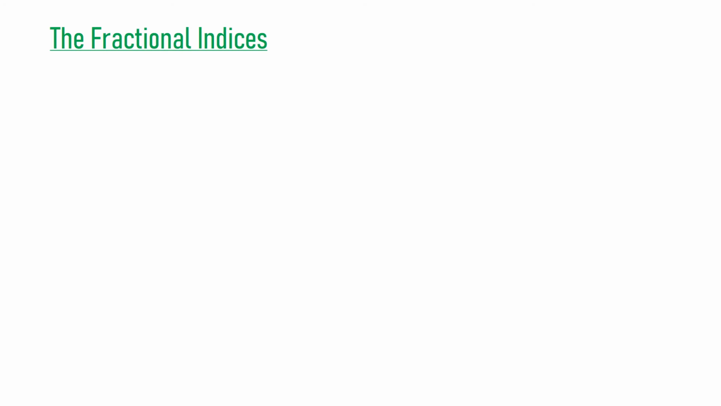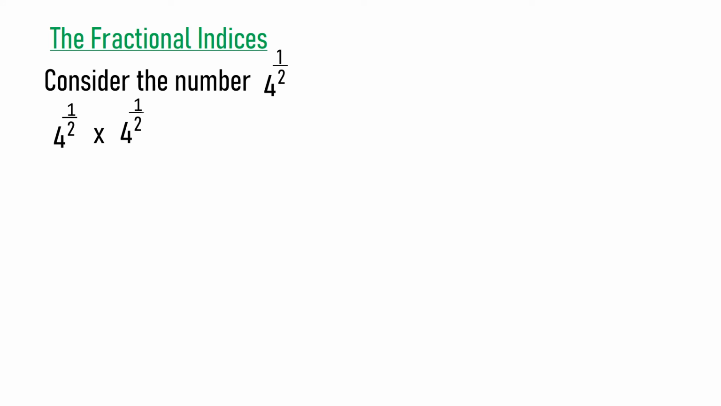The fractional indices. Consider the number 4 power half. 4 power half times 4 power half is the same as 4 power half plus half. This is according to our first law of indices. A half plus a half is 1, and so this is the same as 4 power 1, which is simply 4.